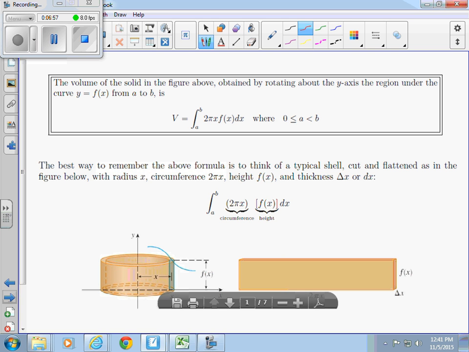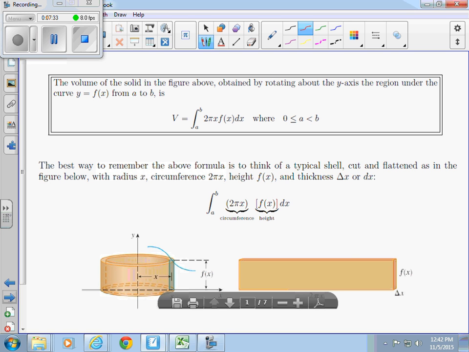If I open it up and make it into a rectangular prism, everyone see what I'm talking about there? The width of that would be the circumference. Everyone agree? 2 pi times the radius would give you the circumference of the cylindrical shell. And then you would multiply that by the height. And you'd add all of those cylinders up, or add all of the layers of the onions up. And so that's called volume by cylindrical shells.